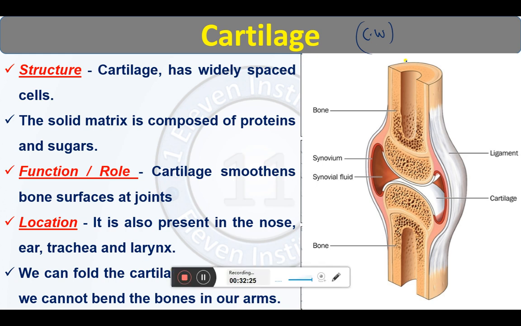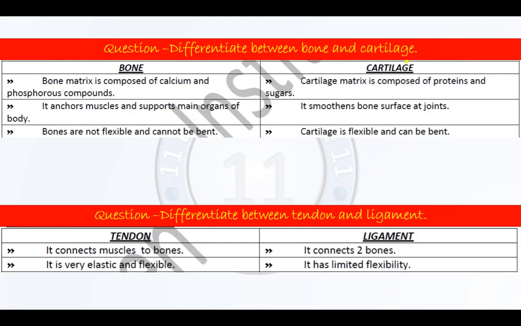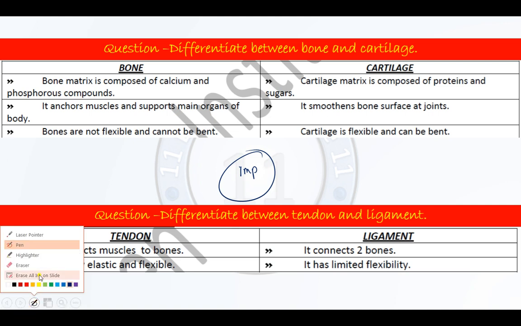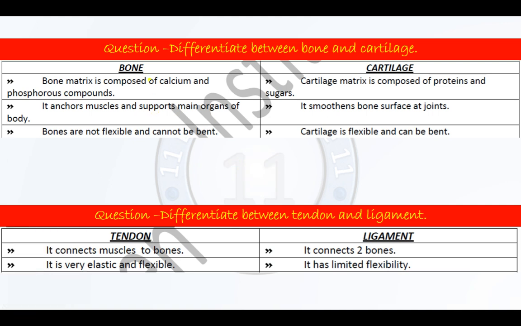Alright, I hope you have written this. Let us now move ahead. So this is very much important. These questions are not directly given in the exercises of textbook, but still you have to write it in CW, and these are very much important from examination point of view. Give the difference between bone and cartilage, give the difference between tendon and ligament. We have given these differences on the basis of question and answers, on the basis of the information given in the textbook. So please pause the video and write both these answers in your CW.